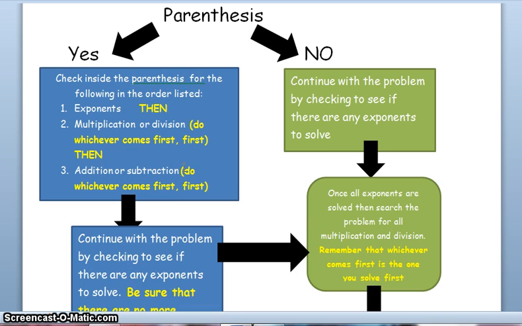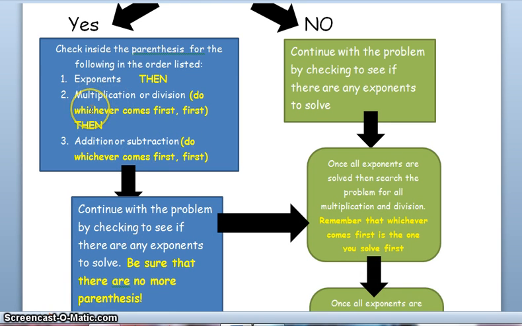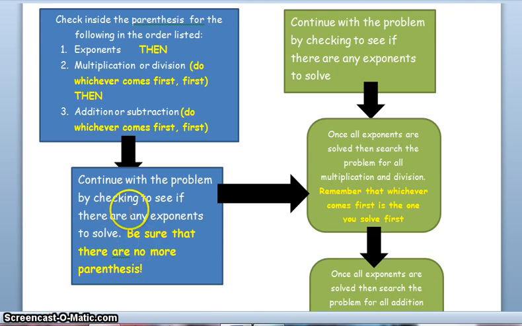So the next thing after parentheses is to look for exponents. If you determine that there are parentheses in your problem, you need to look inside the parentheses to see if there are any exponents. If you find that there are exponents, then you solve the exponents. If there's more than one exponent in the parentheses, then you do whichever one comes first. Once you've checked for exponents within the parentheses, then you check for multiplication or division. Whichever one comes first, you do first. If division is first, then you would divide first. If multiplication is first, then you would multiply first.